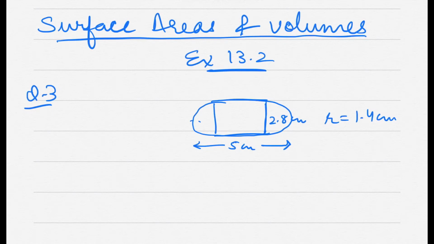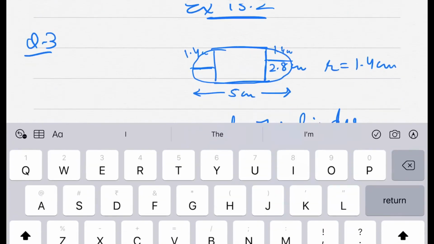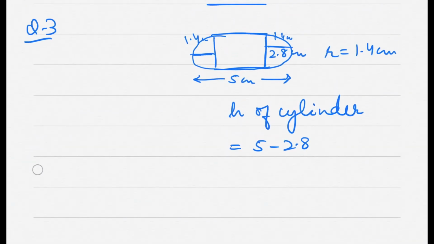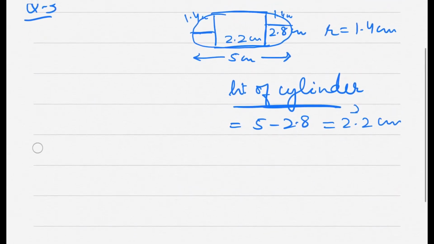So now this is 1.4 this side and 1.4 this side, right? This is also 1.4 centimeter, this is also 1.4 centimeter. So my height of cylinder will be equal to 5 minus 2.8. Okay, so 5 minus 2.8 will give me 2.2 centimeter. Okay, so that is my height of cylinder. Okay, so I got this as 2.2 centimeter. Fine.